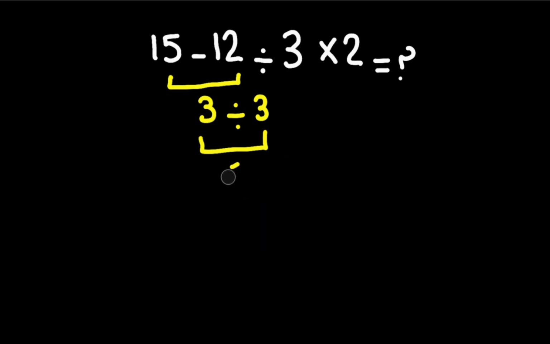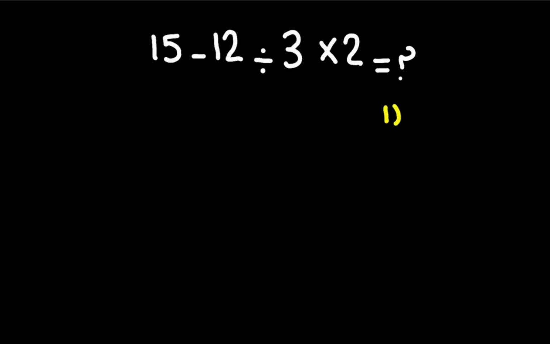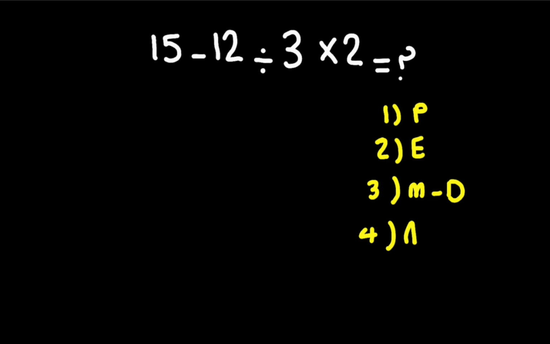According to the rules of mathematics PEMDAS, we have to solve this expression in this way. First, parenthesis, then exponent, then multiplication or division, then addition or subtraction. And as we know, multiplication and division are equally important.